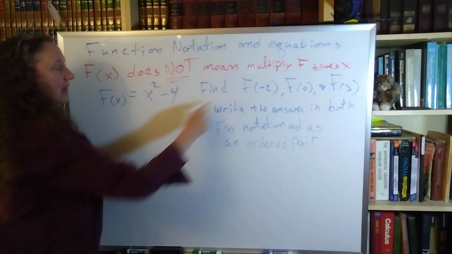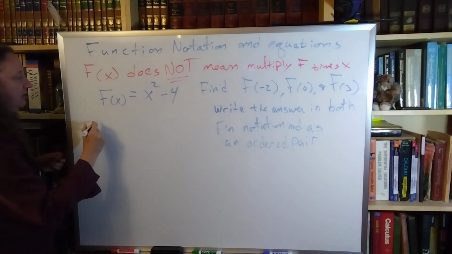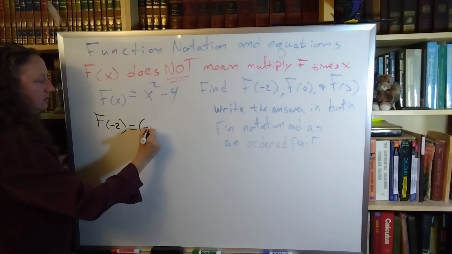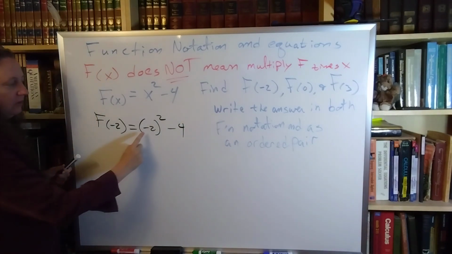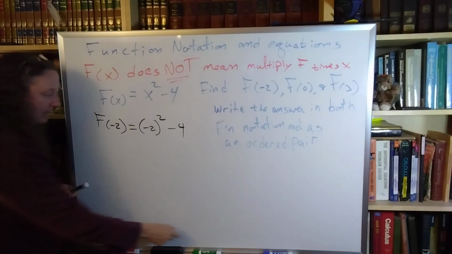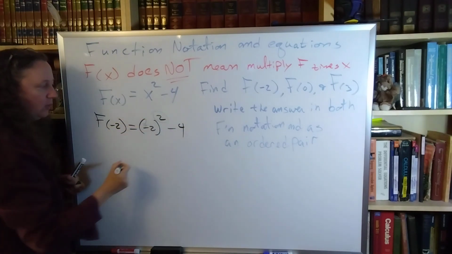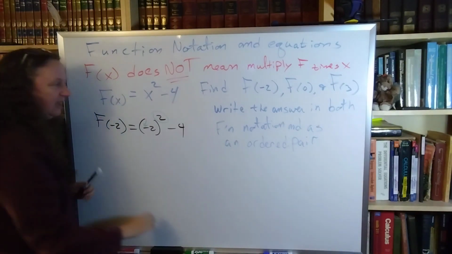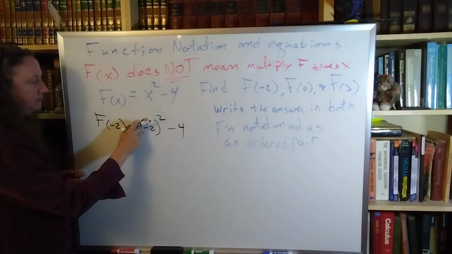So when they're asking me f of -2, I'm going to replace x with -2 wherever I see it. And notice that I put it inside the parentheses here. The reasoning for that, I have a negative sign and I have an exponent. So it's very important that you do it then. Any other time, it's not quite so important. And then I work the problem out.